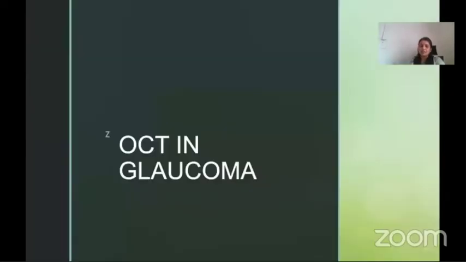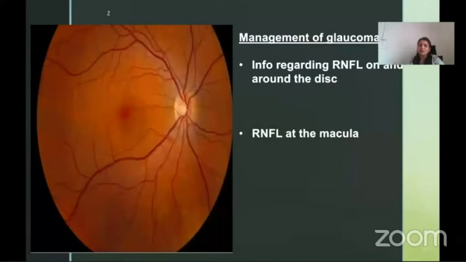Now we'll start with OCT in glaucoma. We have anterior segment OCT and posterior segment OCT. In anterior segment OCT, it basically gives us information about the iris, the angle structures, the ciliary body, the lens, and the iris-lens diaphragm. In posterior segment OCT, we have information for management of glaucoma by looking at your retinal nerve fiber layer. It also gives information about your RNFL on the disc, around the disc, and at the macula.